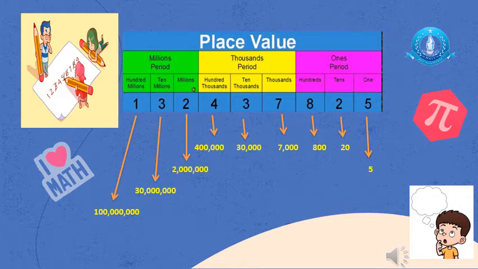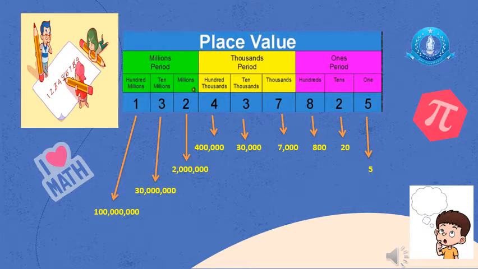Let's start from 1. 5 is on the place of 1. It stands for 5. 2 is on the place of 10. It will be 20. 8 is on the place of 100. It will be 800. 7 is on the place of 1000. It will be 7000.